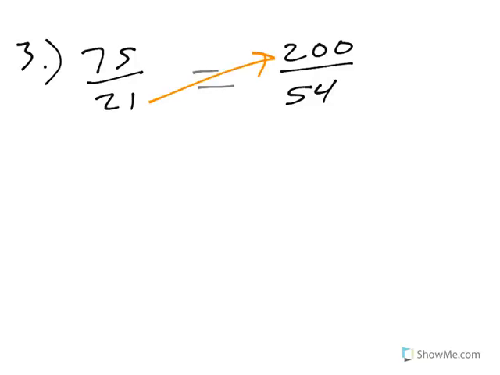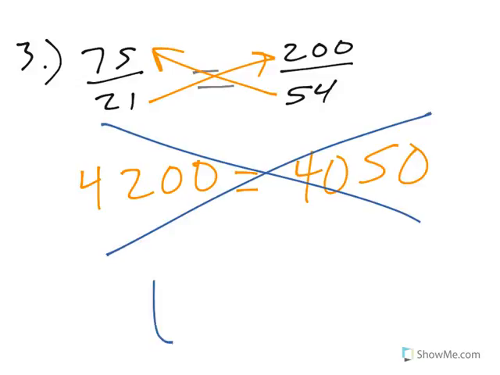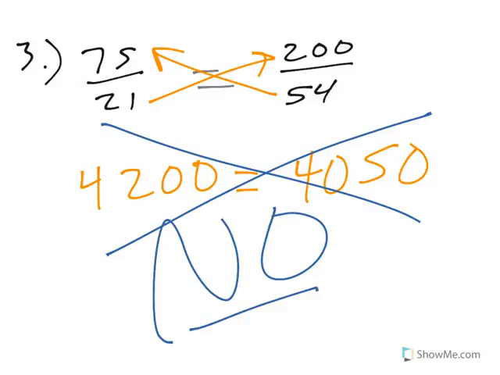3, again, I'm going to take the and out and make it an equal sign. 21 times 200 is 4,200. 54 times 75 is 4,050. This answer is no, because 4,200 is not equal to 4,050. Those are not the same. So that answer is no.